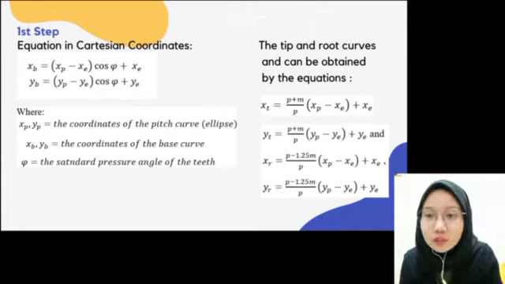The tip and root curves are not ellipses, taking into consideration that these curves are a series of circular gears whose centers are equivalent to the pitch curve, and can be obtained by the equation xt equal to ((p plus m) divided by p) multiplied by (xp minus xe) plus xe, and yt equal to ((p plus m) divided by p) multiplied by (yp minus ye) plus ye, and xr equal to ((p minus 1.25 m) divided by p) multiplied by (xp minus xe) plus xe, and lastly yr equal to ((p minus 1.25 m) divided by p) multiplied by (yp minus ye) plus ye.